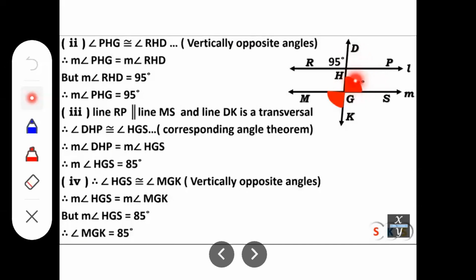Recall all the properties of two parallel lines and their transversal. Also recall the different types of angles formed due to two parallel lines and their transversal. That will help you to write the solution. Okay, so these are corresponding angles, right? One more property you can use here.